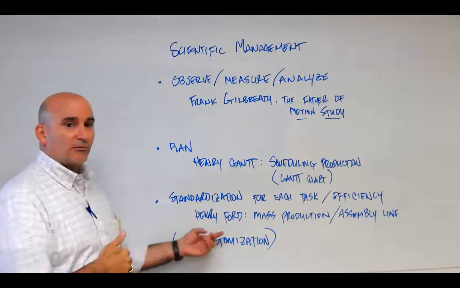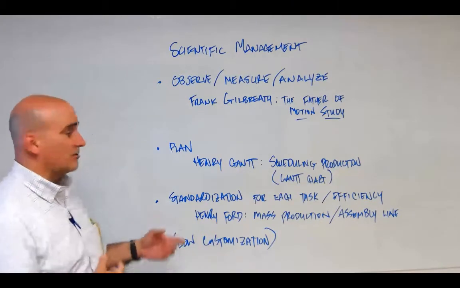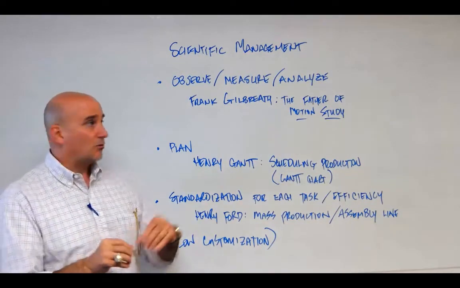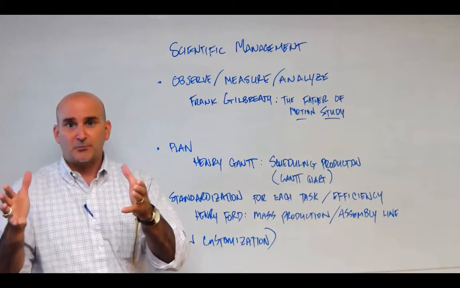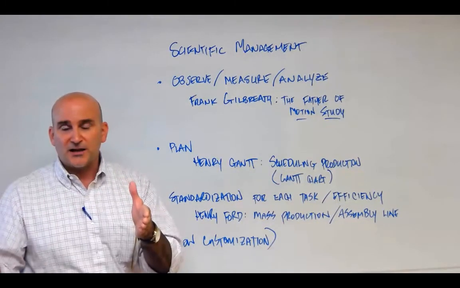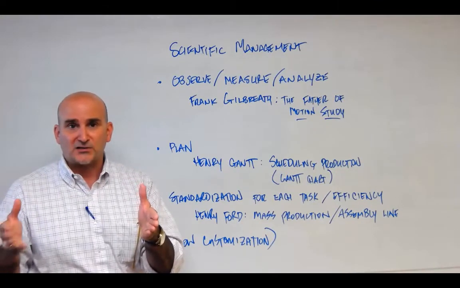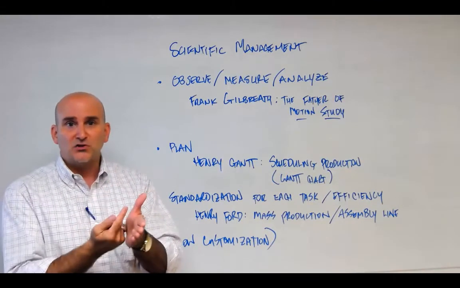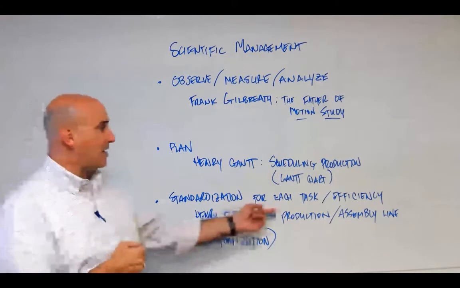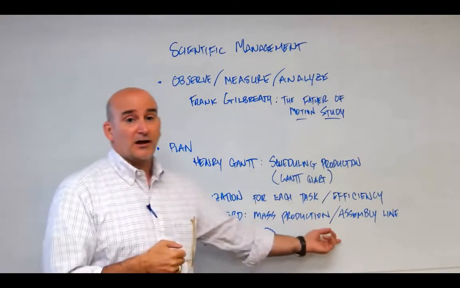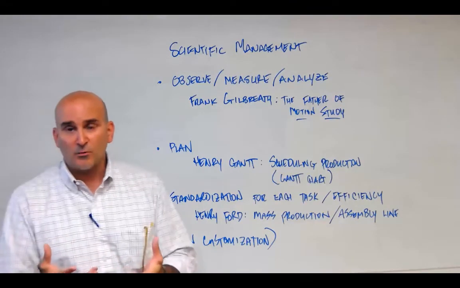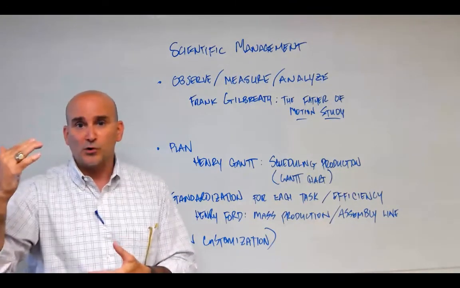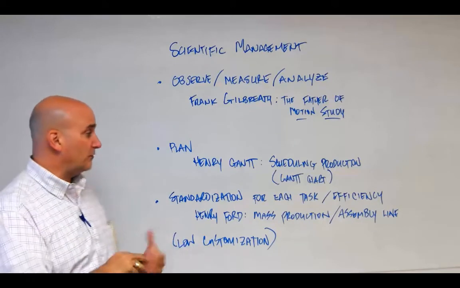And then lastly, probably the most famous would be Henry Ford, standardization for each task. So like Gilbreth was looking at taking the steps in a process, breaking those steps down into individual tasks, putting each worker into one of those tasks, and then lining them up in an assembly line to get this idea of mass production.